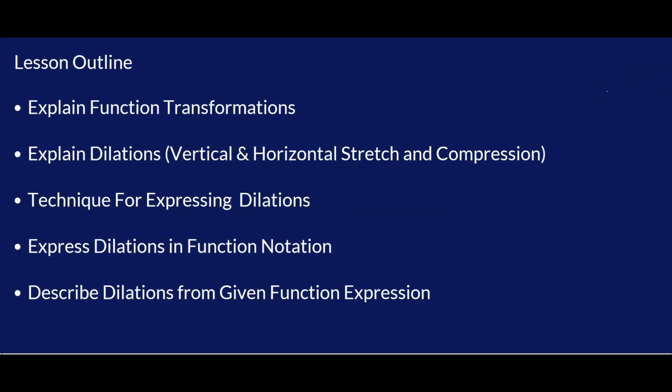So how are we going to do it? We're going to always start by explaining what we mean. What are transformations? We need to explain that so you understand why we're doing that. We're going to explain dilations, vertical and horizontal stretch and compression. You'll get a better idea of what all of that stuff means once we get into it. And then we'll talk about the technique for expressing dilations and then learn how to express dilations in function notation. And then right after that, we'll do some examples together where we're expressing in function notation, and then we're taking function notation and then expressing it and describing it in words.